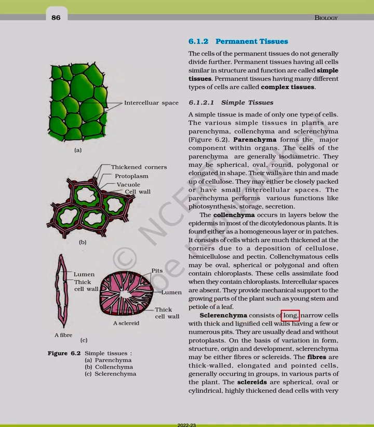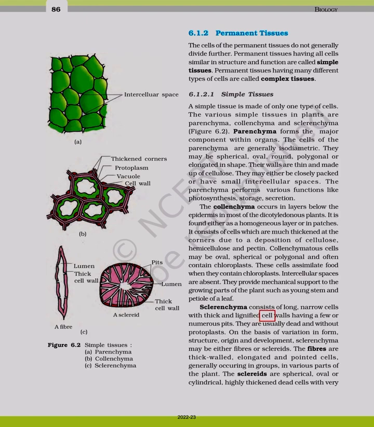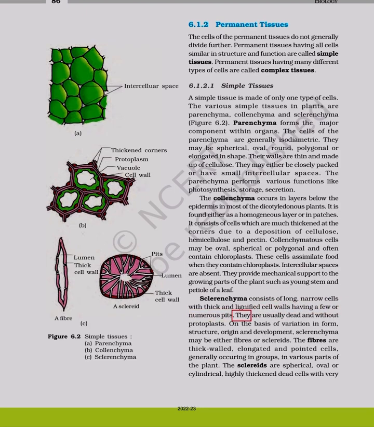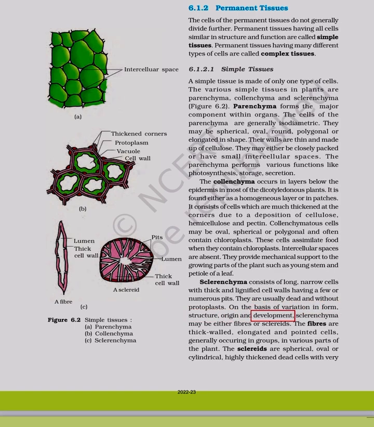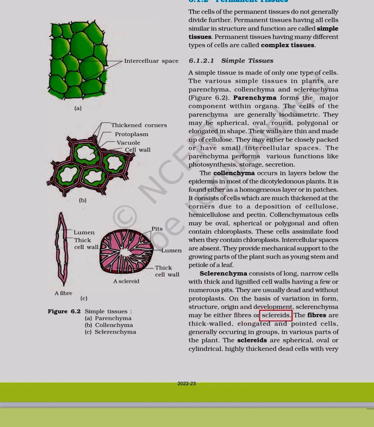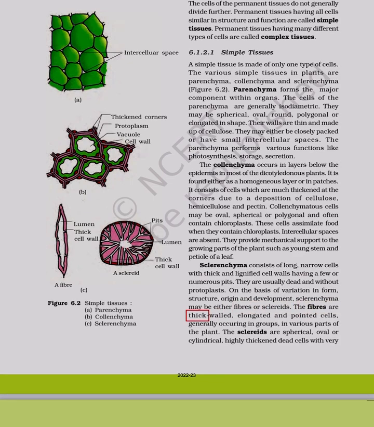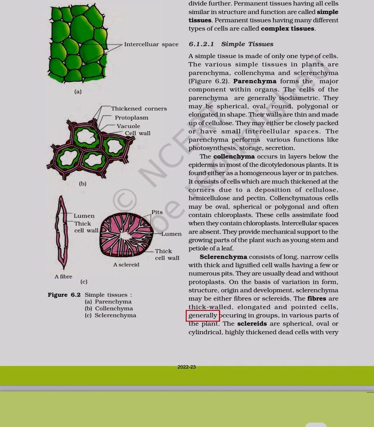Sclerenchyma consists of long, narrow cells with thick and lignified cell walls having a few or numerous pits. They are usually dead and without protoplasts. On the basis of variation in form, structure, origin and development, sclerenchyma may be either fibers or sclerids. The fibers are thick-walled, elongated and pointed cells, generally occurring in groups, in various parts of the plant.